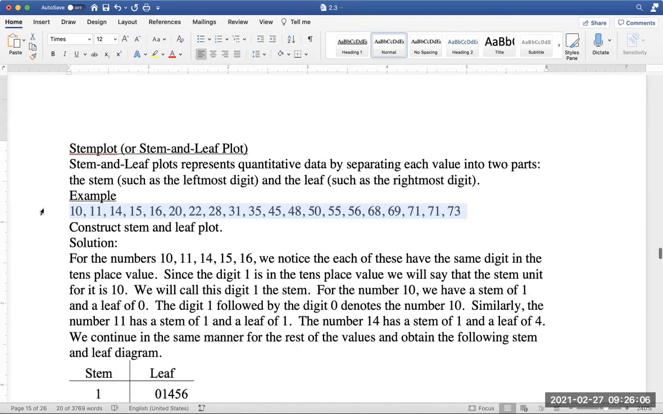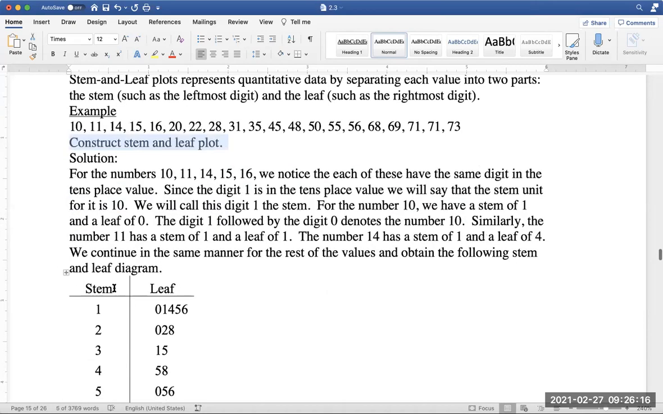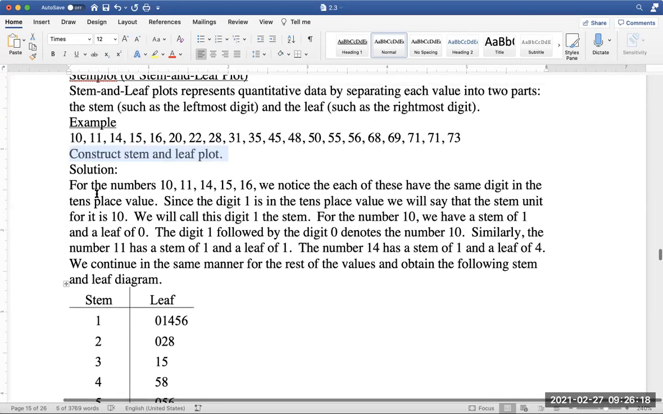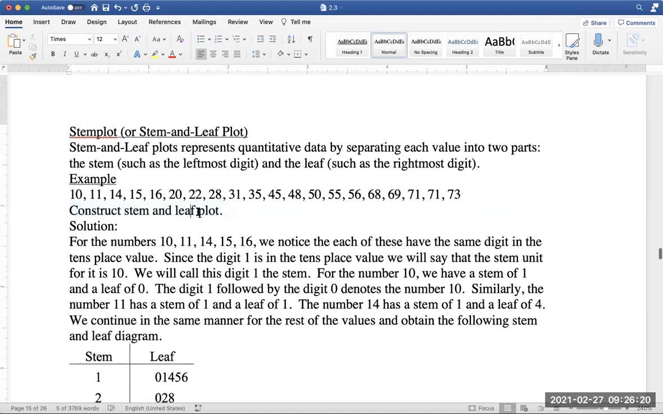So let's construct a stem leaf plot with the following set of data, which is actually the set of data we had from before when we did Sturge's rule. Recall that a stem has lots of leaves that emanate from a particular stem.